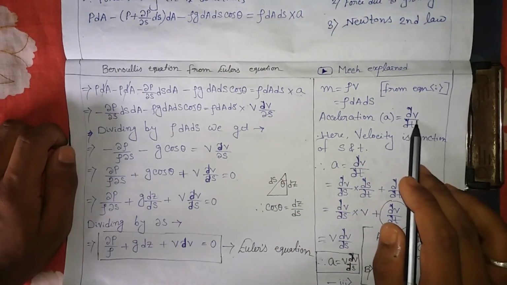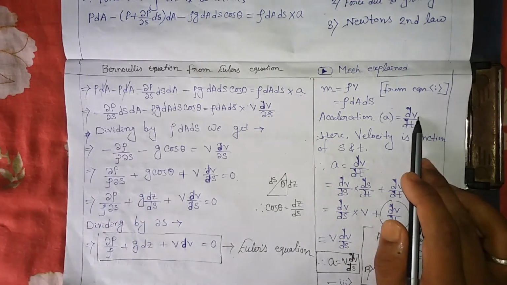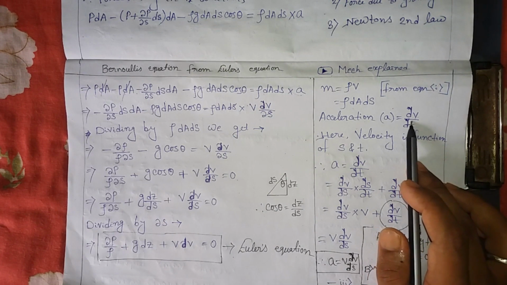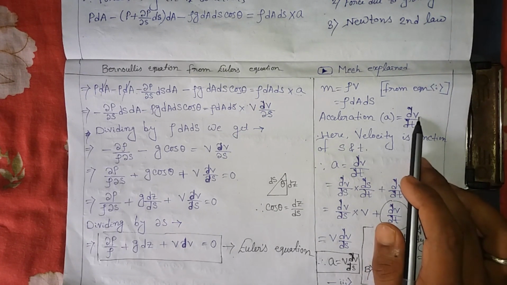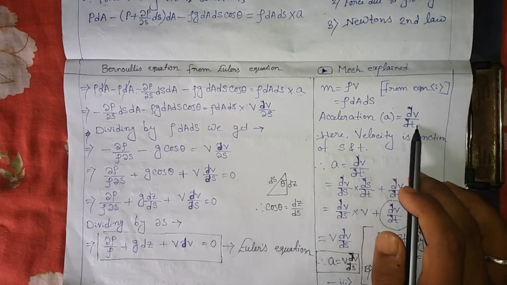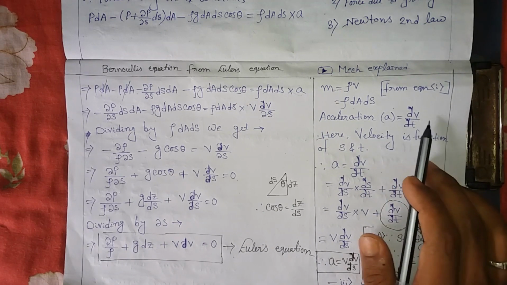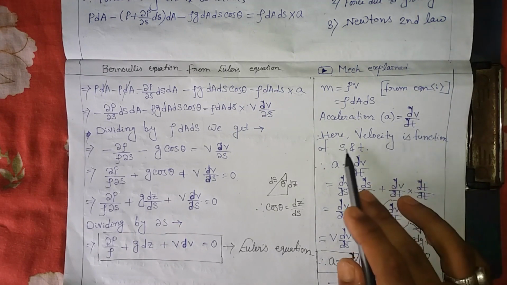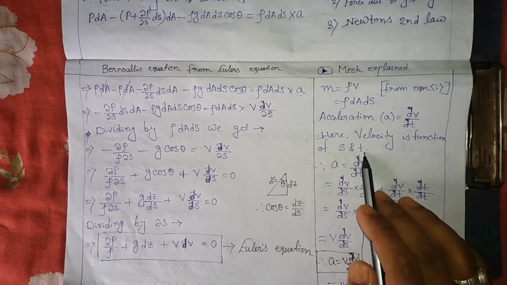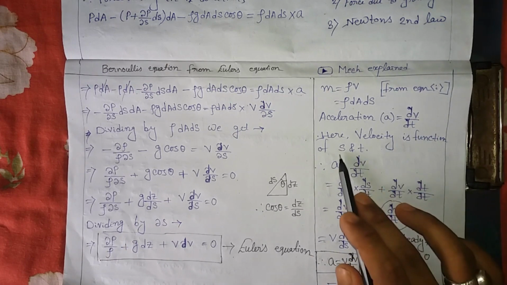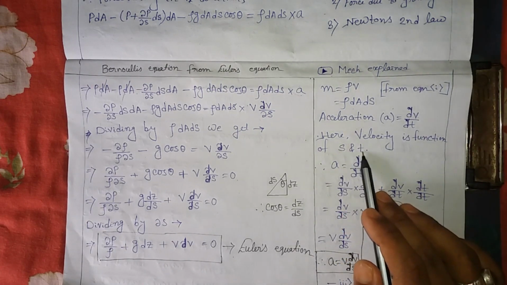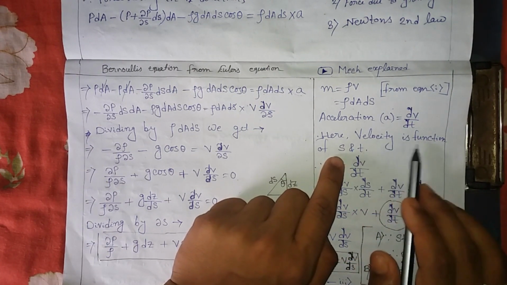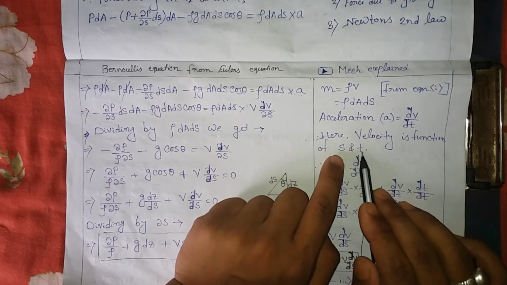Acceleration is change in velocity with respect to time, dv by dt. This is not del t; I have written it that way, but this is dv by dt. So here velocity is a function of s and t. That means velocity is changing with respect to distance and time.